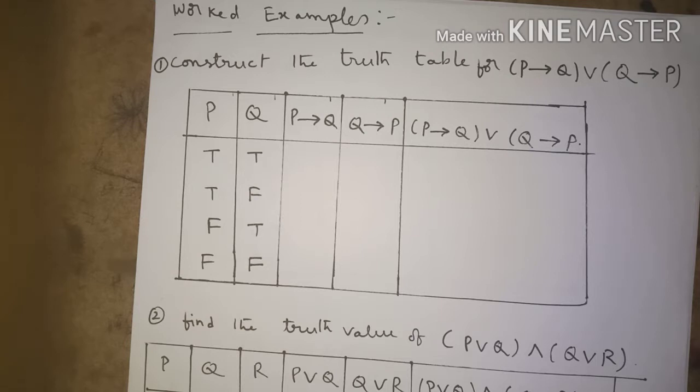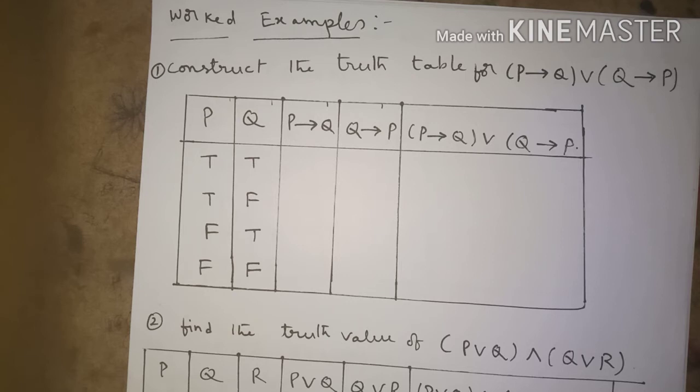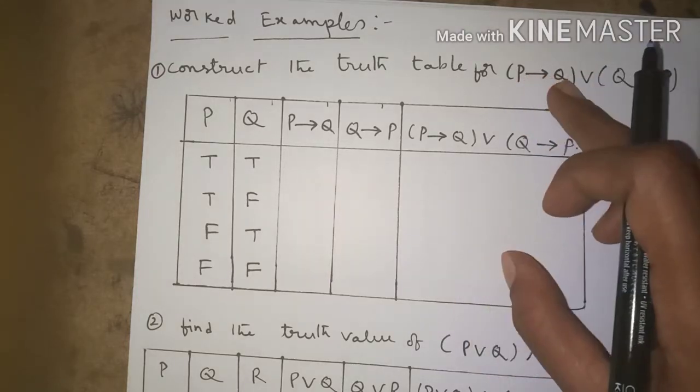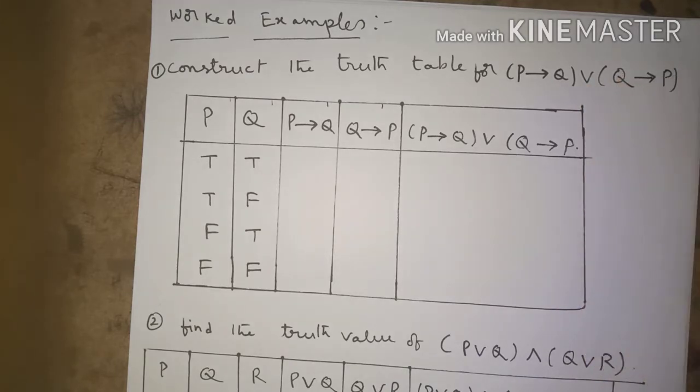Hello everyone. Today we will do a few worked examples using truth tables. Truth table problems we are doing. Construct the truth table for if P then Q or if Q then P. Before starting this problem, we will recall the truth tables.